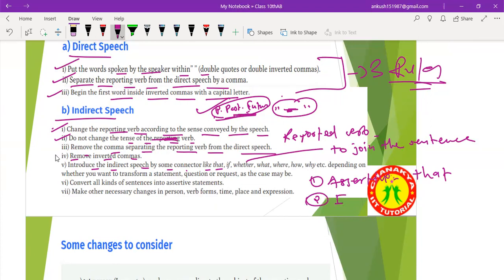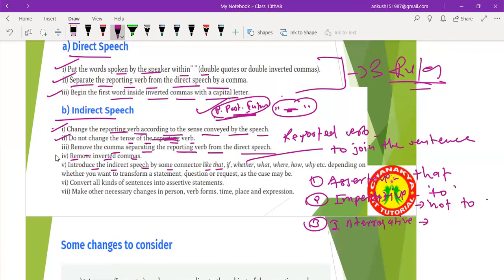Second thing, what was there? Imperative. For an imperative sentence we use to, to join the sentence. And for a negative imperative sentence, we use not to. Got it? Third thing is interrogative.